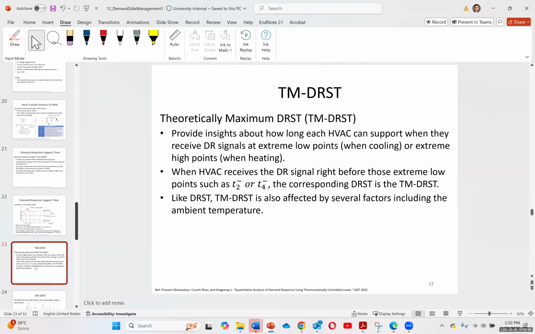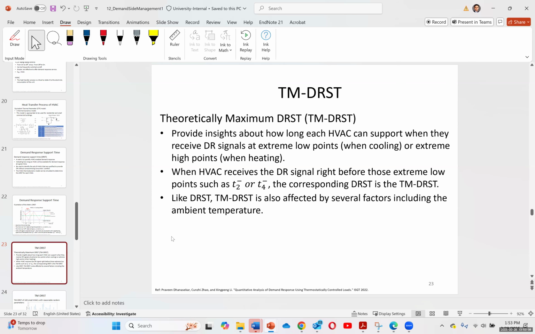So the theoretically maximum DRST provides insights about how long each HVAC can support when they receive DR signals at extreme low points when cooling, or extreme high points, as I mentioned, with heating. When an HVAC receives the DR signal right before those extreme low points, such as T2 negative or T4 negative, the corresponding DRST is the TM DRST.